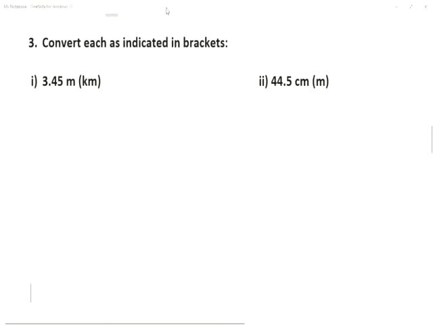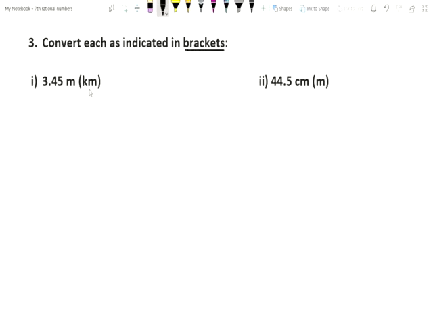Convert each as indicated in brackets. So what is given in the bracket, that we need to convert. So meter into kilometer. Meter is the smaller unit. Kilometer is the larger unit. Smaller to larger, what do you want to do? We have to divide.